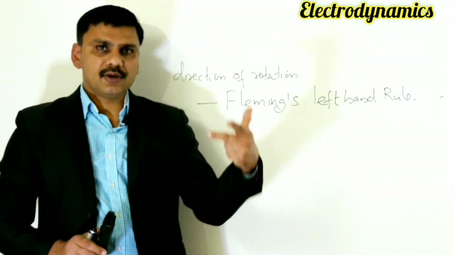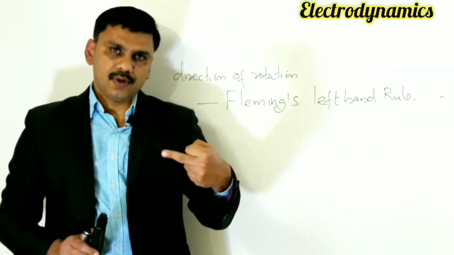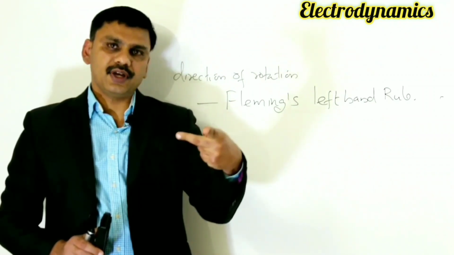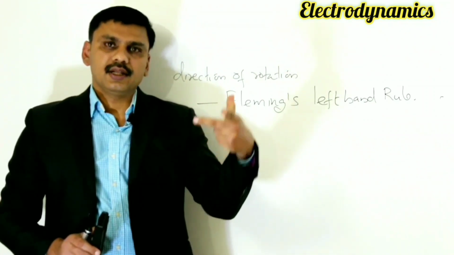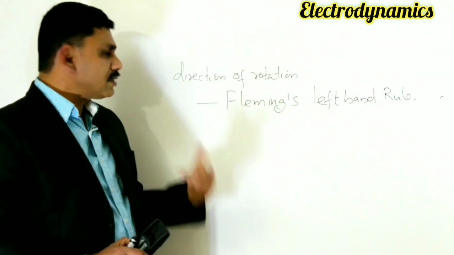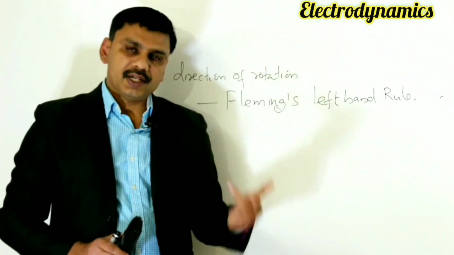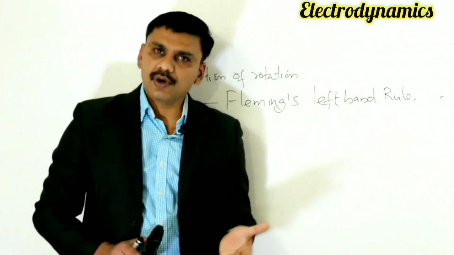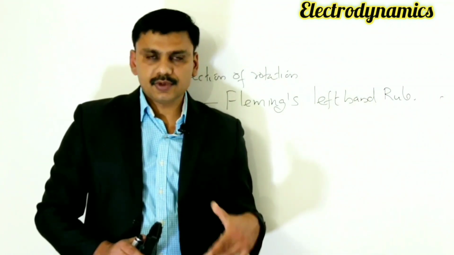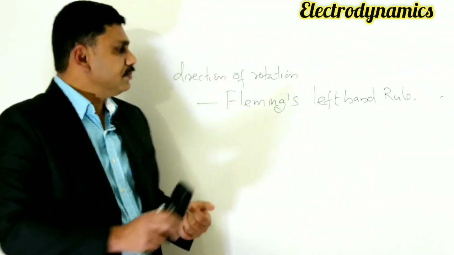So Fleming's left hand rule, you can remember like this: middle finger, a current carrying coil placed in a magnetic field, that is the forefinger, it will rotate. That is Fleming's left hand rule. It is used to find out the rotation of the coil. The coil can rotate clockwise or anti-clockwise, so that rule is used for finding the direction of rotation of the coil.